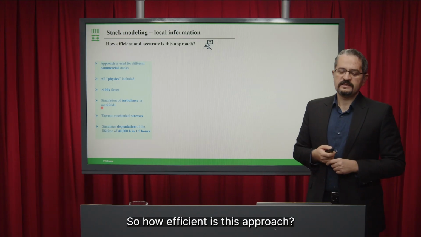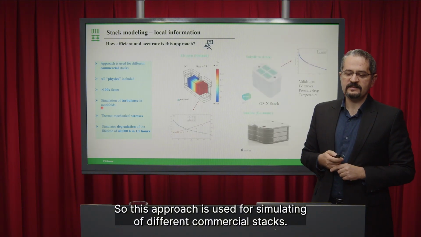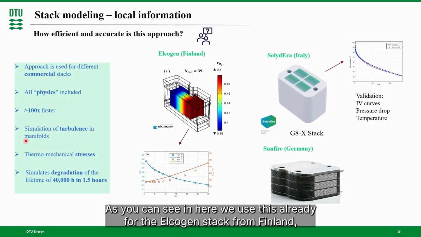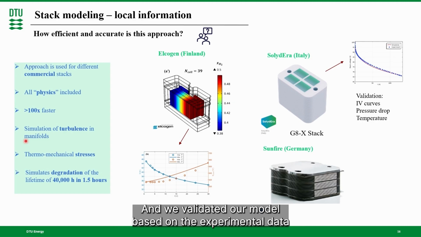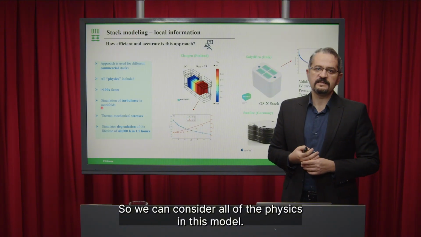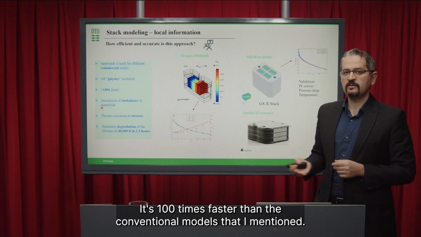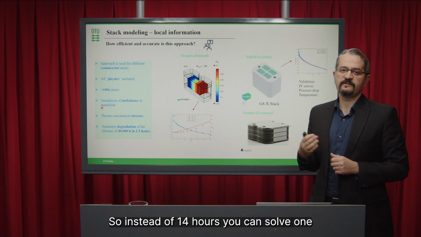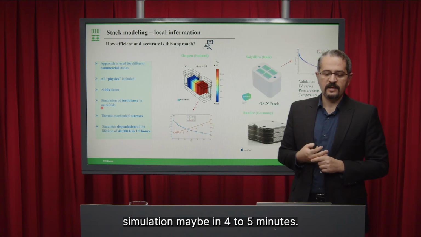So how efficient is this approach? This approach is used for simulating different commercial stacks. As you can see here, we have already used this for the Elcogen stack from Finland, the Solidera stack from Italy, and also the Sunfire stack from Germany. We validated our model based on the experimental data that we received from these companies. We can consider all of the physics in this model. It's 100 times faster than the conventional models that I mentioned. So instead of 18 hours, you can solve one simulation in maybe 4 to 5 minutes.